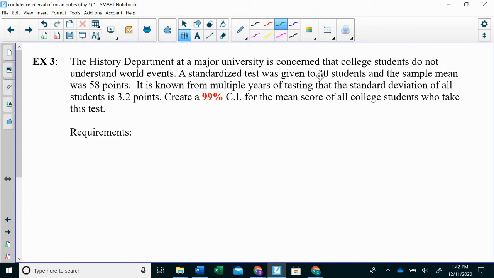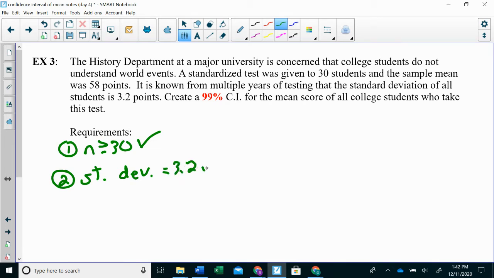So there's our sample. Is that greater than or equal to 30? Yes. So requirement number 1, yes. Requirement number 2, we'll find out in a minute. Do we know what the standard deviation is for this? The sample mean was 58 points. It is known from multiple years of testing that the standard deviation of all students is 3.2. So we do know the standard deviation, 3.2, check. So we have the 2 requirements that we need.